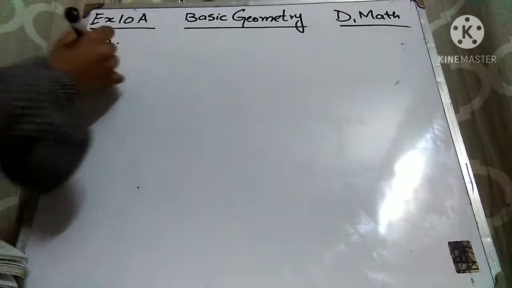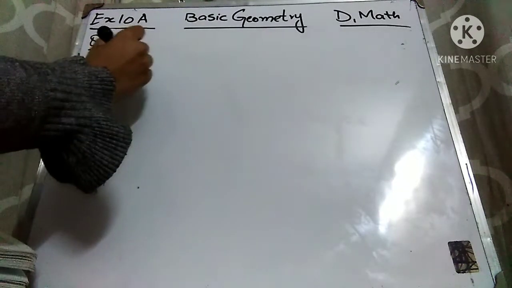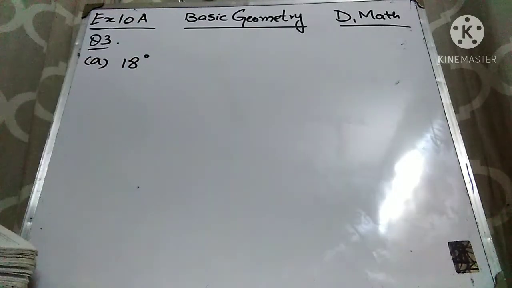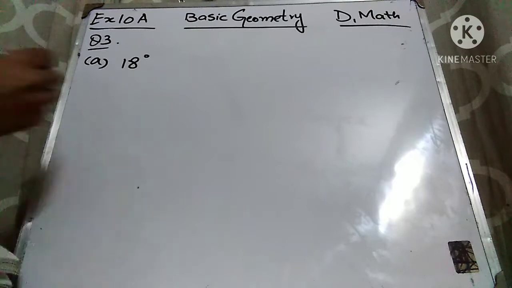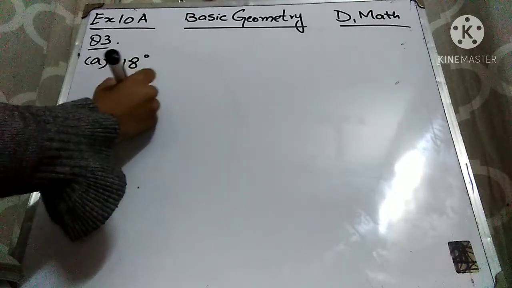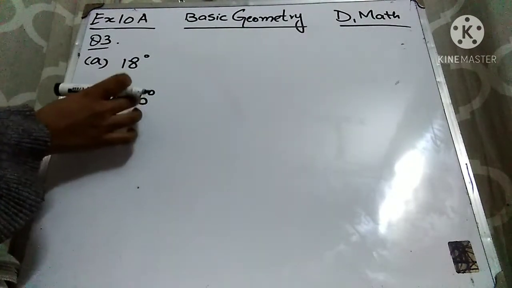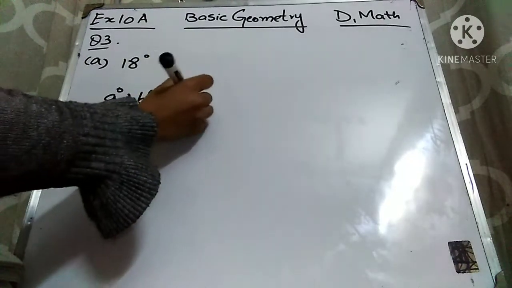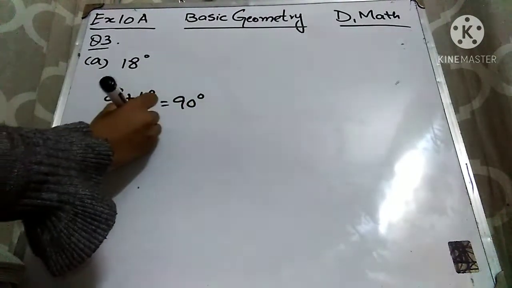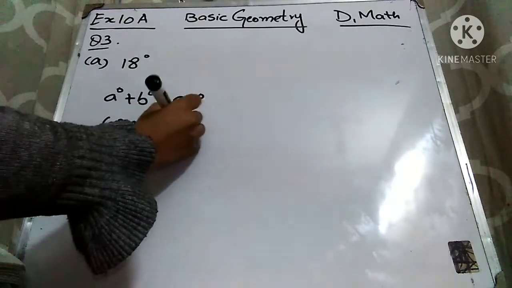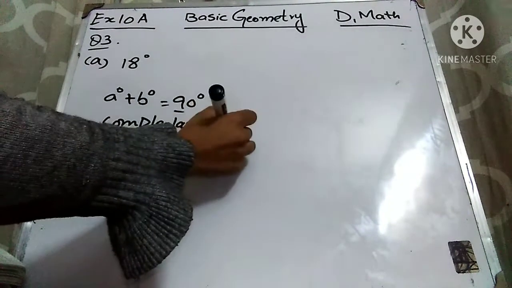Just remember that two angles are complementary angles if their sum is equal to 90 degrees. You have to remember that for two angles A and B, if the sum of the two angles is equal to 90 degrees, then these angles are complementary angles. You have to remember this information. Complementary angles.